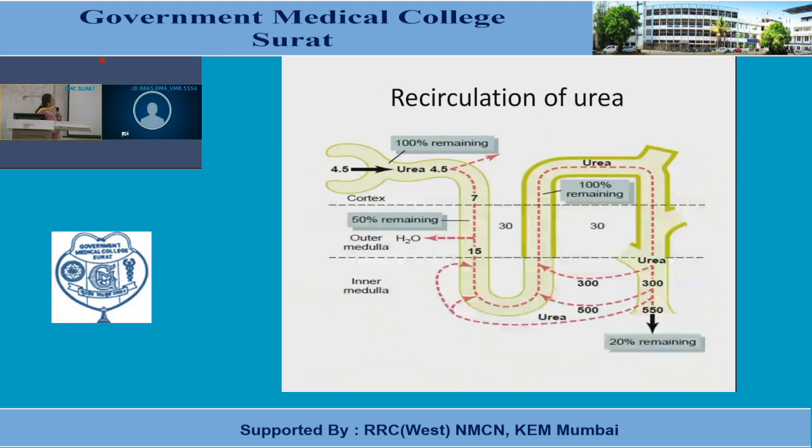This is the recirculation of urea. See, the urea load is 4.5, 100%. As we go to the outer medulla, it is again the same, 50% remaining. Now in the inner medulla, you can see the urea concentration increases because of the addition of urea which is being absorbed at the medullary collecting duct. From the medullary collecting duct, it is again absorbed in the proximal segment. So this cycle of urea adds to the hyperosmolality of the medullary interstitium. This is called recirculation of urea.